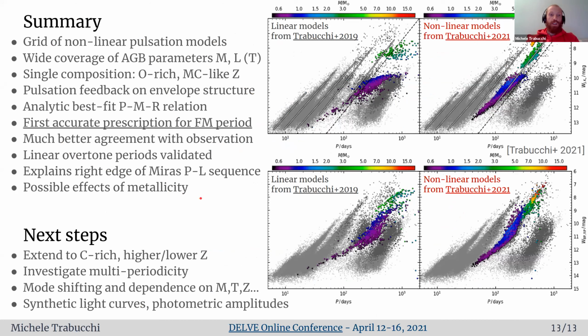I want just to remark that this is really the first accurate prescription for fundamental node pulsation periods that's around, so please use it. And a few next steps that we plan to do is to extend the grid in chemical composition and investigate multiperiodicity, especially the transition between different dominant nodes as a function of global stellar parameters. Finally, we hope to be able soon to predict synthetic light curves so that we will be able to predict both periods and amplitudes of variability in different photometric bands. So this concludes my talk.